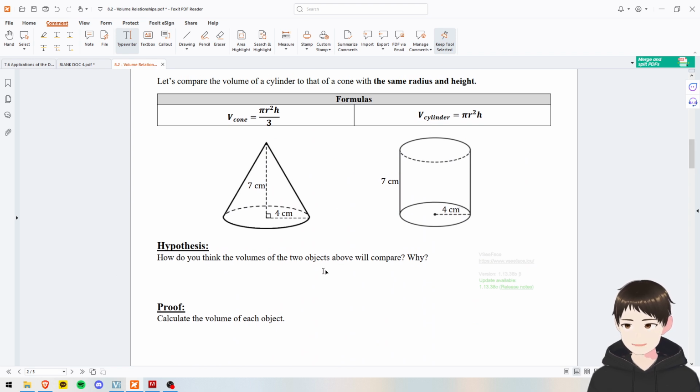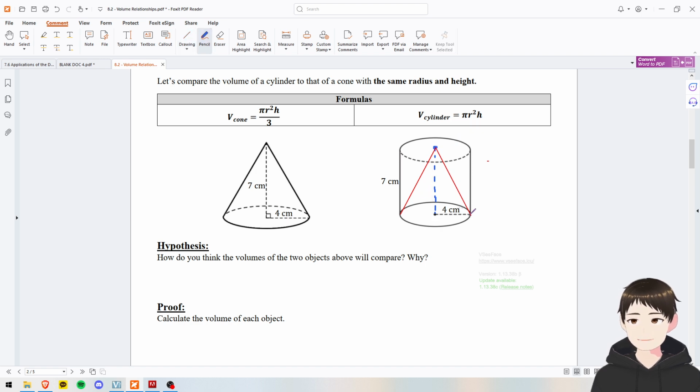How do you think the volumes of the two objects will compare? Well, same as before. If I have a height of 7 on the side length, then this dotted line from the center of the circle to the center of the circle should also be 7. Just like that. So let's pretend this was a block of wood, and I shave it down, and I shave it down. I get the exact same shape. Right? So there must be, once again, some relationship.